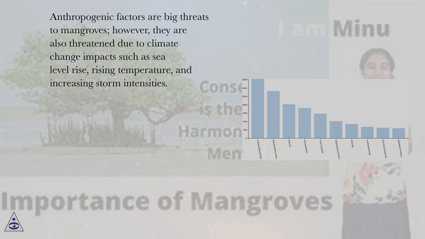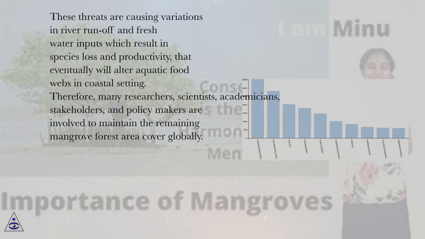Anthropogenic factors are big threats to mangroves, however, they are also threatened due to climate change impacts such as sea level rise, rising temperature, and increasing storm intensities. These threats are causing variations in river runoff and freshwater inputs, which result in species loss and reduced productivity, that eventually will alter aquatic food webs in coastal settings.